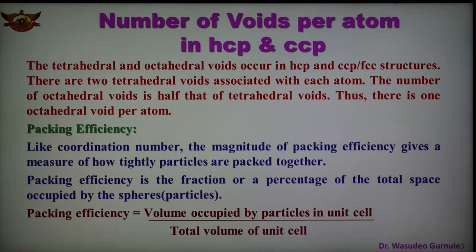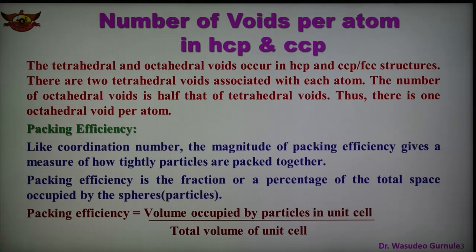The important part here is the packing efficiency, how the particles are tightly held together in the crystal structure. Similar to the coordination number, as we have seen, in the case of simple cubic the coordination number is 6. In the case of FCC and HCP, the coordination number is 12. That is, each atom has some nearest neighbors. So this is the coordination number, which we have already seen.